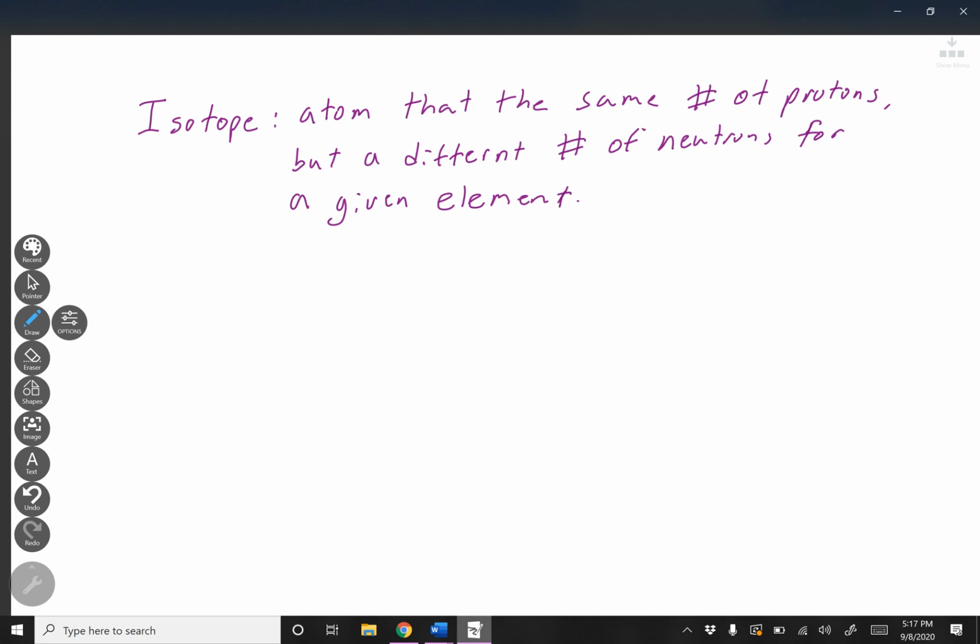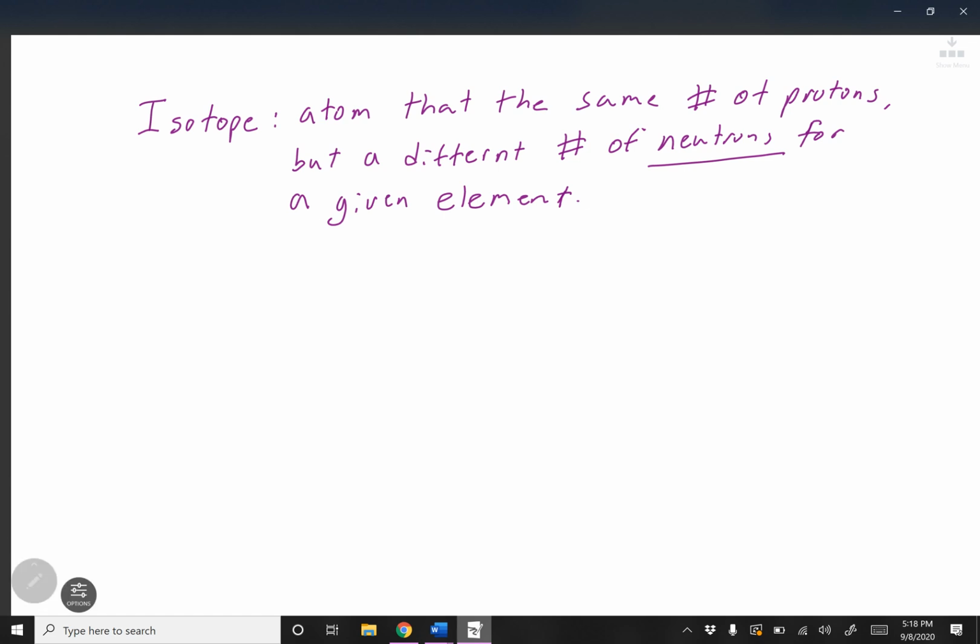So it has to have the same number of protons to still be that element. If I have a different number of protons in an atom, then it's no longer the element that it was before. But I can change the number of neutrons, okay, without changing the actual element. I can also change the number of electrons. That gives us ions. If I change the number of neutrons, that gives us an isotope. Okay, and we usually represent isotopes in this way.